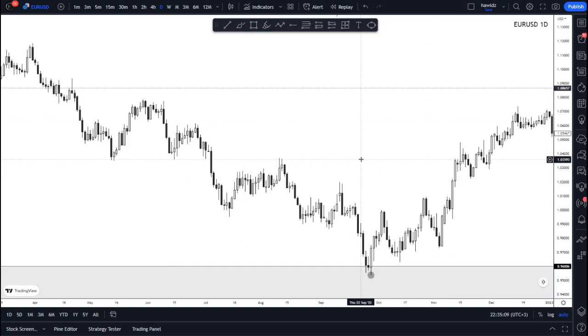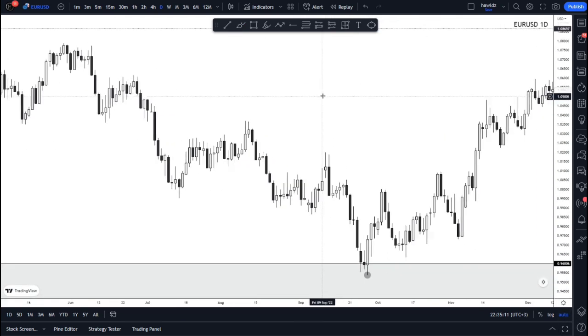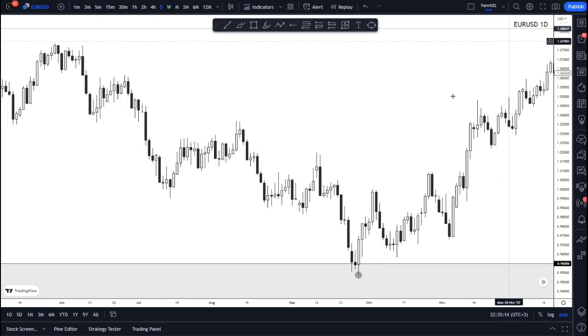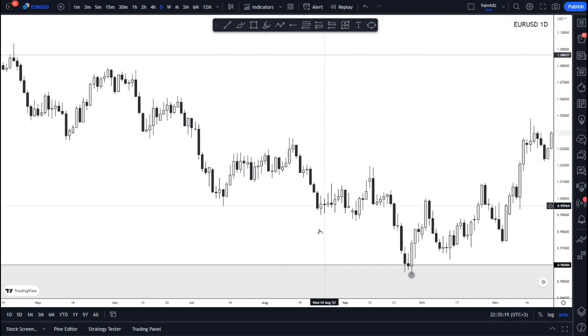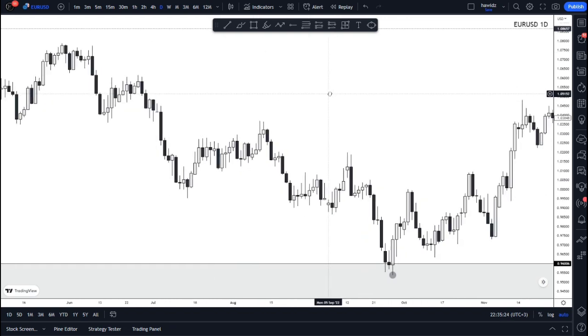So now let's go back to the charts, to the actual price action, and see how this works. We're on the euro US dollar on the daily chart, and let's just see some examples from here. Now, one thing to know is that imbalances are always there in the market, right? You always see imbalances in and out of the charts.